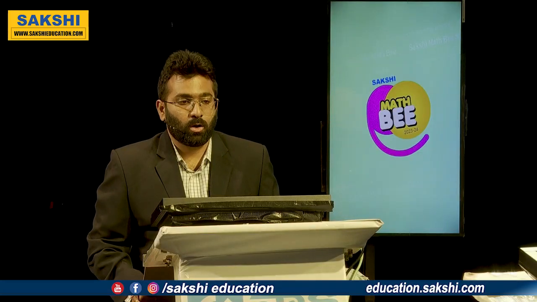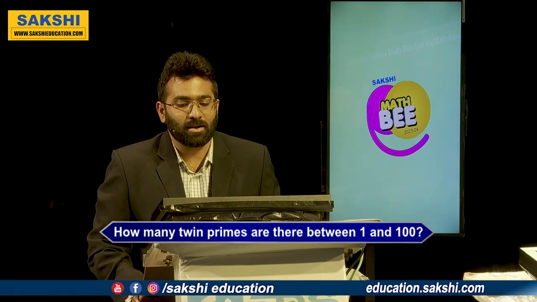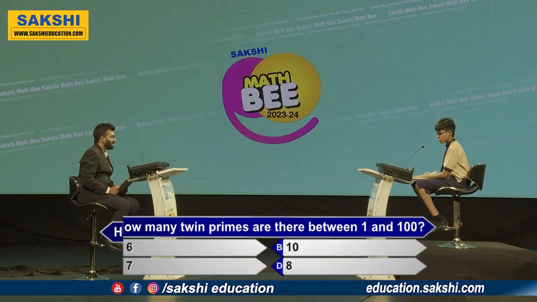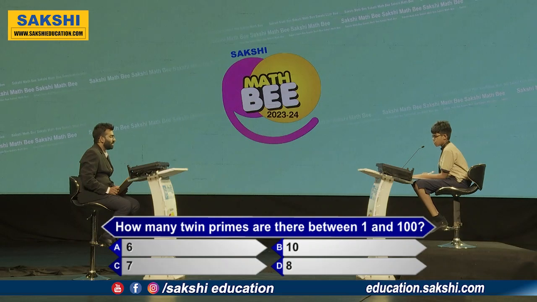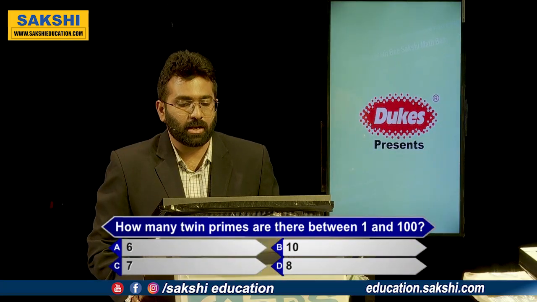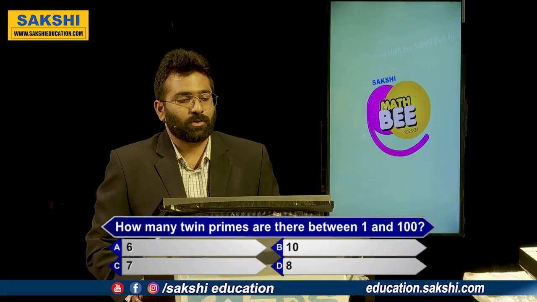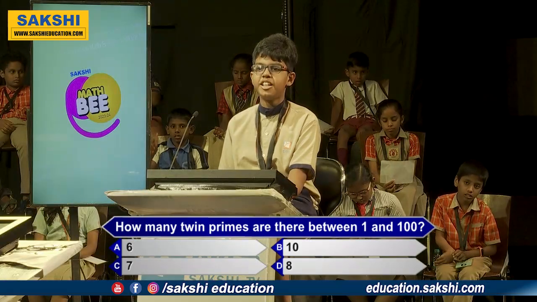Question on your screen now. How many twin primes are there in between 1 and 100? Options please. 6, 10, 7, 8. Last 15 seconds, dear. Option D, 8, sir.